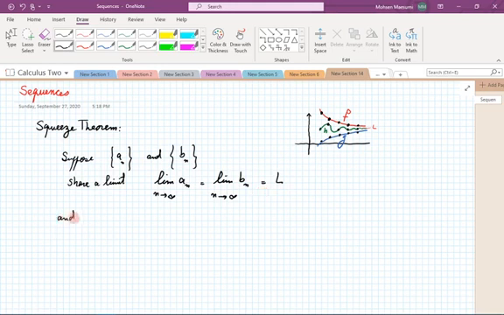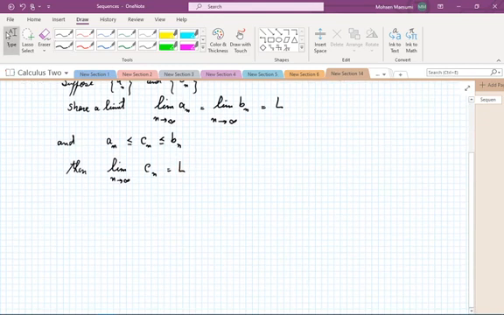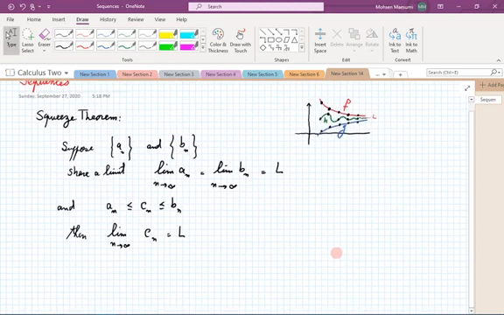And suppose this is the smaller one, this is the bigger one, and the third one is in between the two of them. So a_n is the lower, c_n is in between, and say b_n is on the top. And then the limit of c_n as n goes to infinity is also L. So that is the case of a sequence that is stuck between the other two.